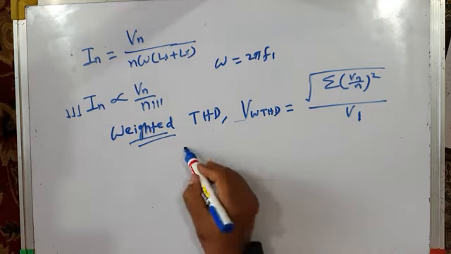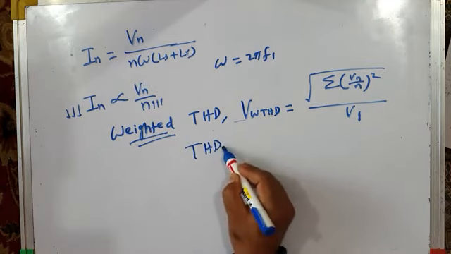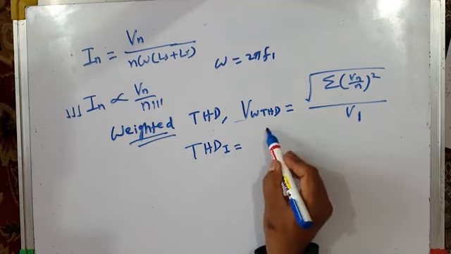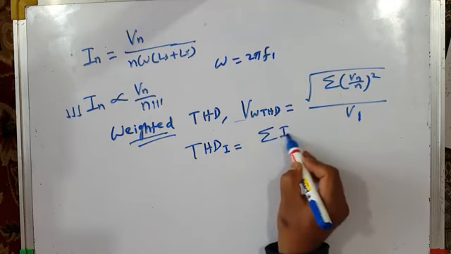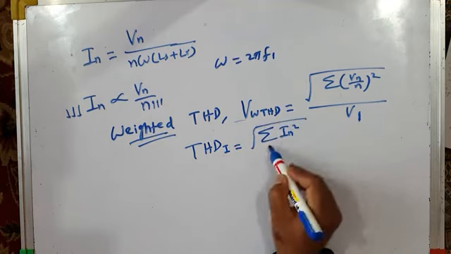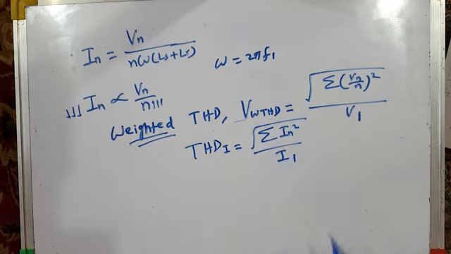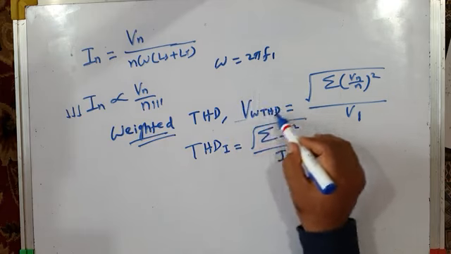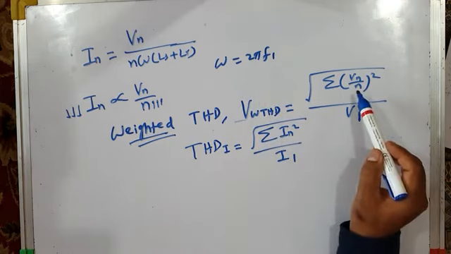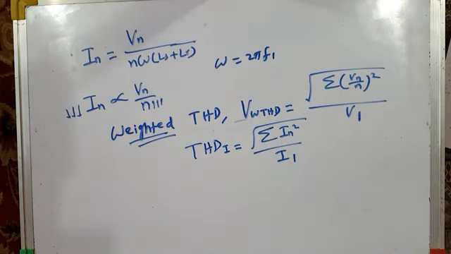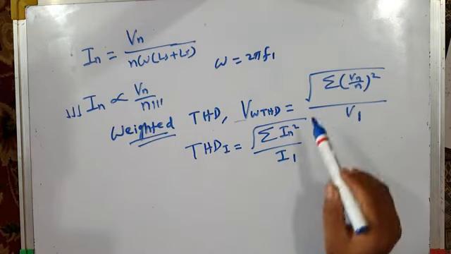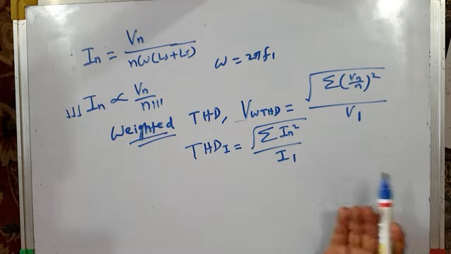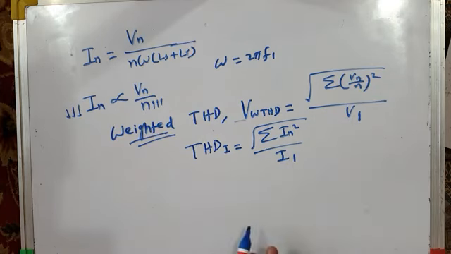And if you find the THD of the current separately, that is the square root of summation In squared, divided by I1. This is the THD of the current, and this is the weighted THD of voltage. Weighted THD of voltage actually gives us an idea about the harmonic distortion of the voltage in terms of distortion of the current.